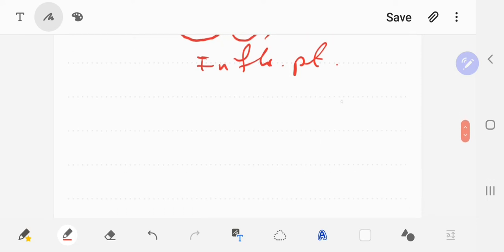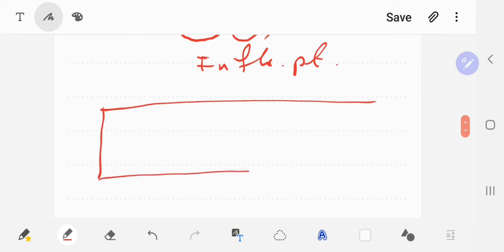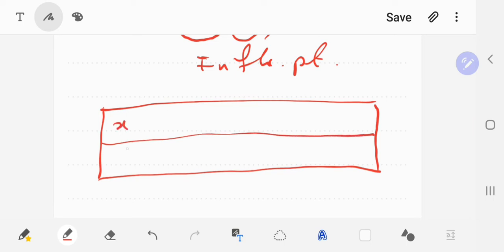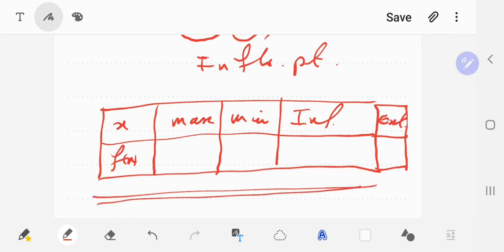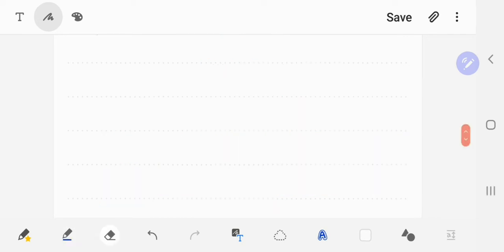When we are done with all of these things, we can create a table of values as usual. The table of values will have x and f of x or y values. We prefer to use, of course, the extreme values, the maximum if we have, the minimum, the inflection, and any other extra values if we need. Sometimes we'll need extra values. That should be enough for us to make a sketch of a function. Now let's start with an example.